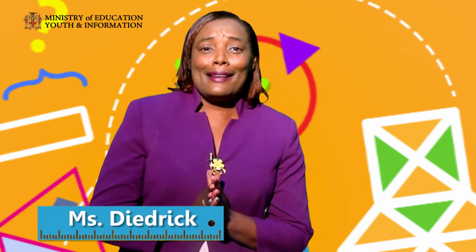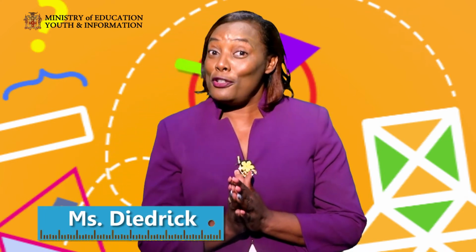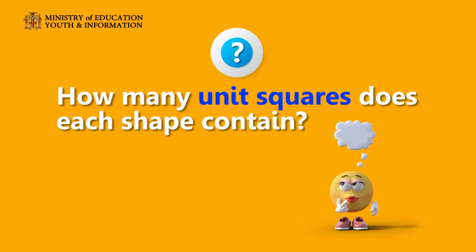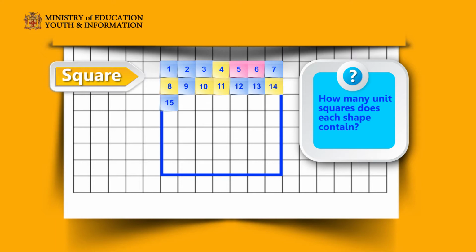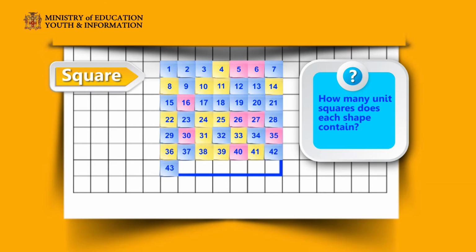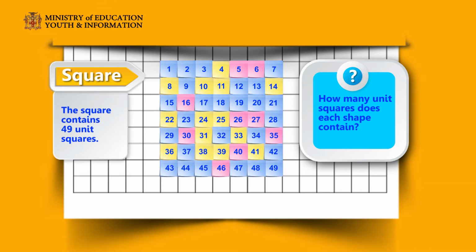Very good. Here are some more questions for you to think about. How many unit squares does each shape contain? Let's see. For the square, it is 1, 2, 3, 4, 5, 6, 7, 8, 9, 10, 11, 12, 13, 14, 15, 16, 17, 18, 19, 20... 49. 49 unit squares.